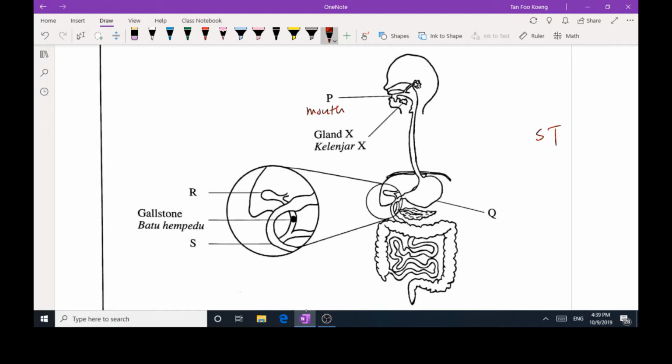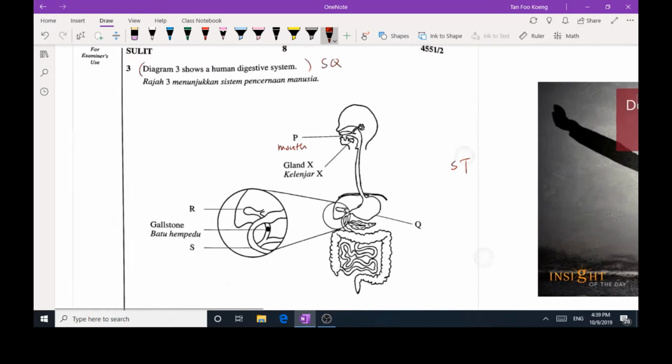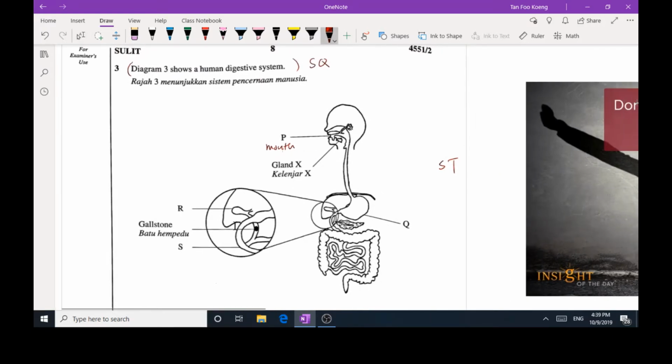If Q is an organ, then of course it must be an organ because it has been stated here that this is a human digestive system. So anything here could refer to an organ. So we have our stomach.